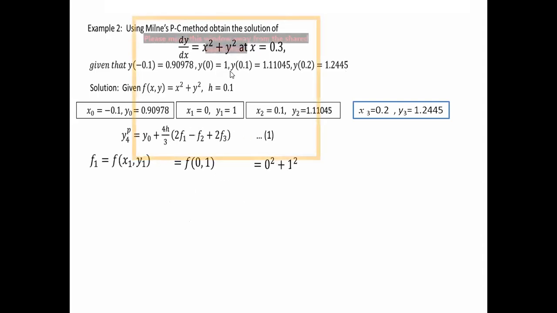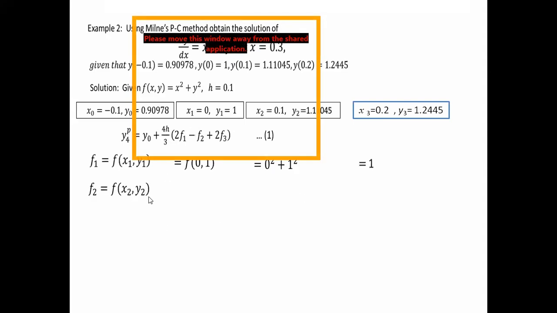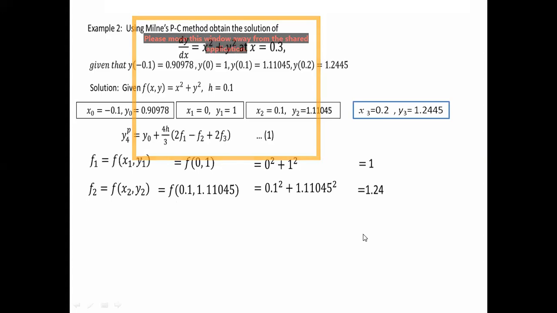It's x square plus y square. Square and add the coordinates, x coordinate and y coordinate. So this value is 1 itself. Next find f2. f2 is f of x2, y2. That is x2 is 0.1, y2 is 1.1045. How are they related? That is x square plus y square. So this value is also obtained.